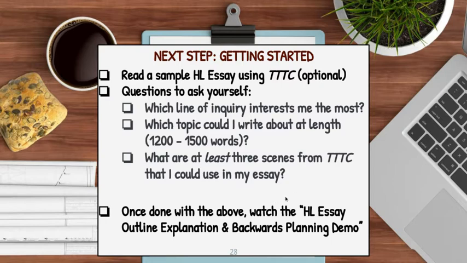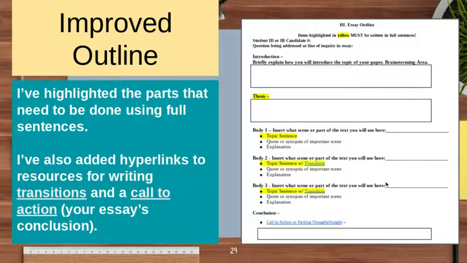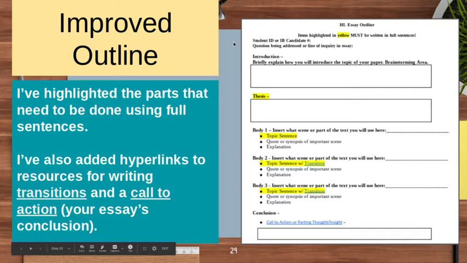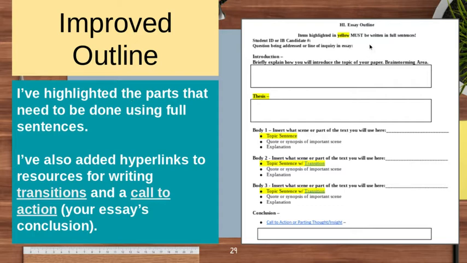You're going to need to watch the higher level essay outline explanation and backwards planning demo. That's another video. It takes about 14 minutes and it explains exactly how to go about completing your higher level essay outline. In addition to that video, you'll be working on this outline that you're going to receive. I've improved the outline a little bit by making things easier for you. You'll notice that I've given directions about how you need to use full sentences when completing the parts that are highlighted in yellow.